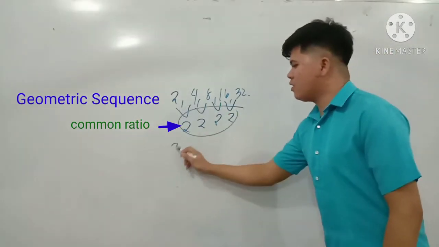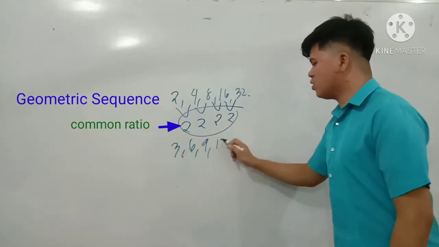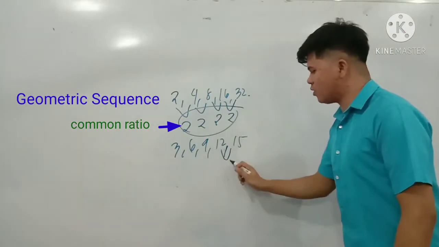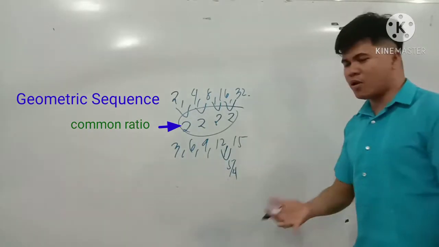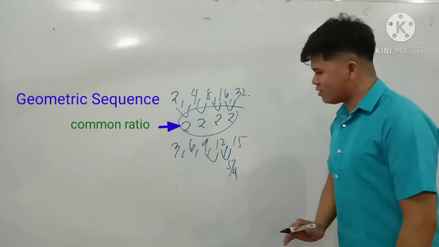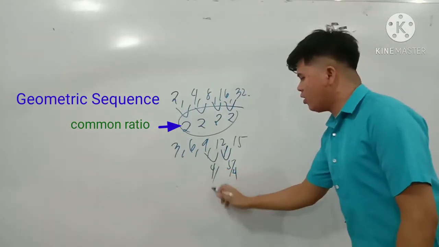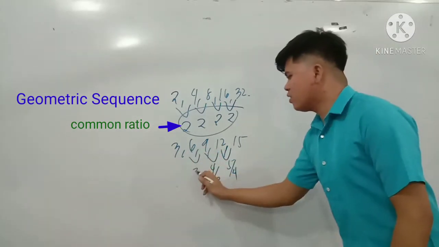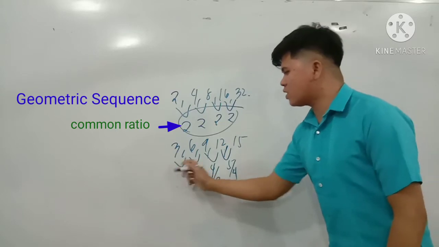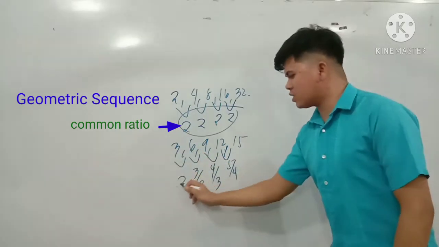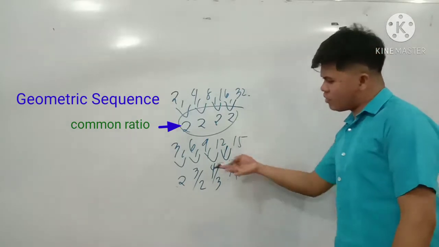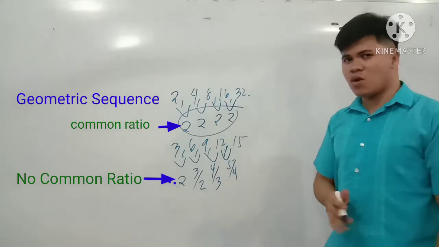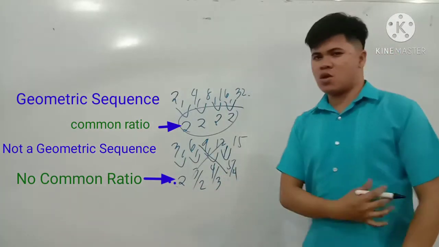Another, let's say we have 3, 6, 9, 12, 15. Let's divide. 15 divided by 12 gives us 5 over 4. Am I right? 12 divided by 9 gives us 4 over 3. And 9 divided by 6 gives us 3 over 2. And 6 divided by 3 gives us 2. So, from this second example, we have no common ratio. Therefore, this given sequence is not a geometric sequence.